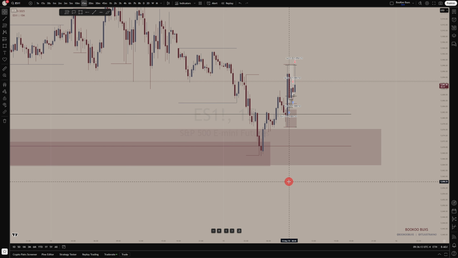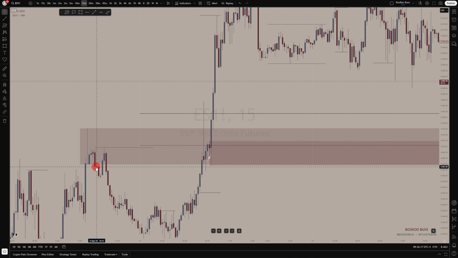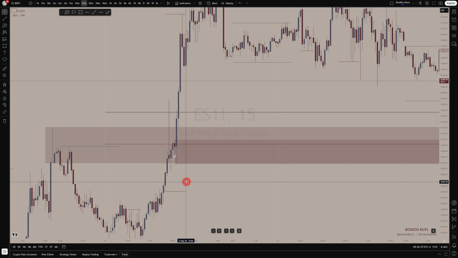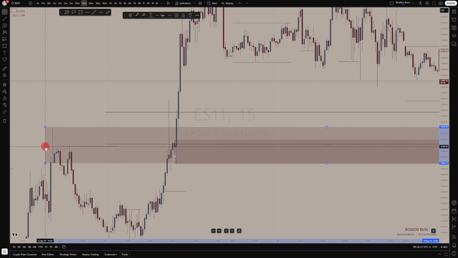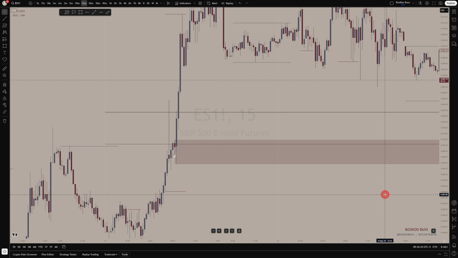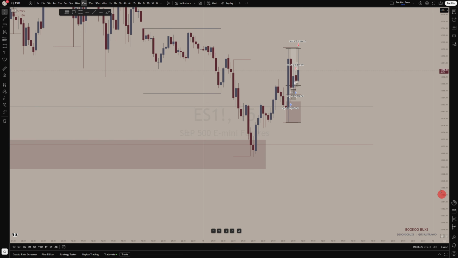And this is what I teach: usually a continuation is going to align with a breaker. Not always, but in this case, I would disregard the breaker and simply use the continuation order block. But once again, either one is valid.